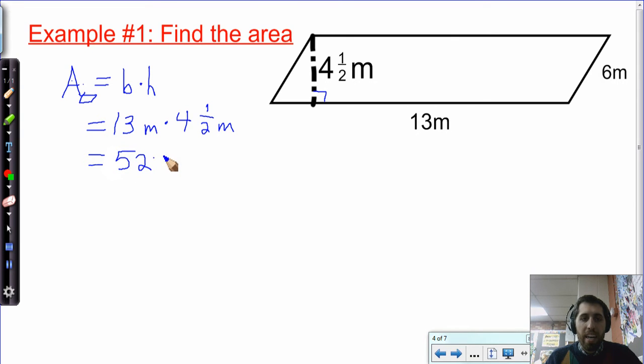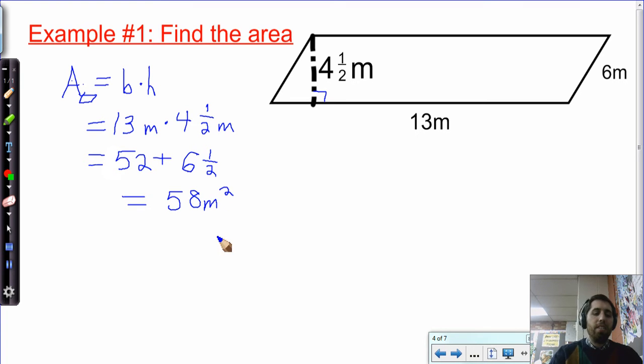And we also had to add another half of 13. And half of 13, well, half of 12 is 6. And we need to get that extra one to go from 12 to 13. We'll need a half. So 52 plus 6.5 is going to equal 58.5 meters squared, or square meters.